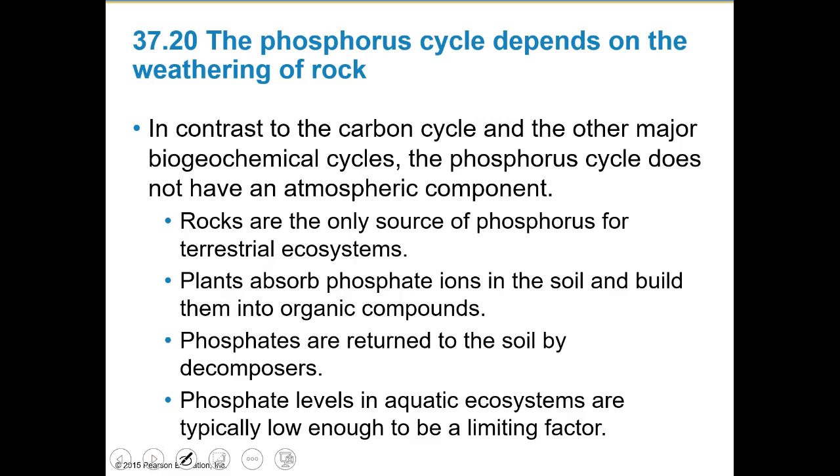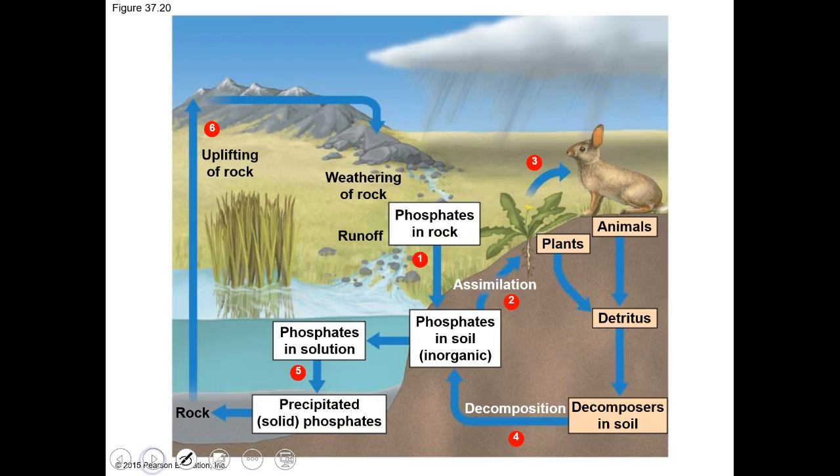In contrast to the carbon cycle and other major biogeochemical cycles, the phosphate cycle does not contain an atmospheric component. We get it from rocks, we get it from plants. Decomposers will help out. And it's limited in aquatic ecosystems. Okay. So there is no atmospheric component. What happens? We get rocks, they'll lose some phosphate, it'll end up in the soil. It'll either go into plants or it will be in solutions that are in rock here.